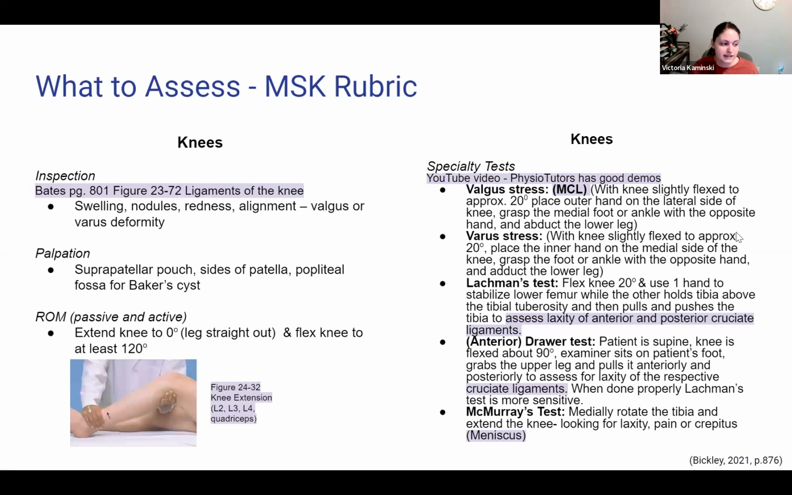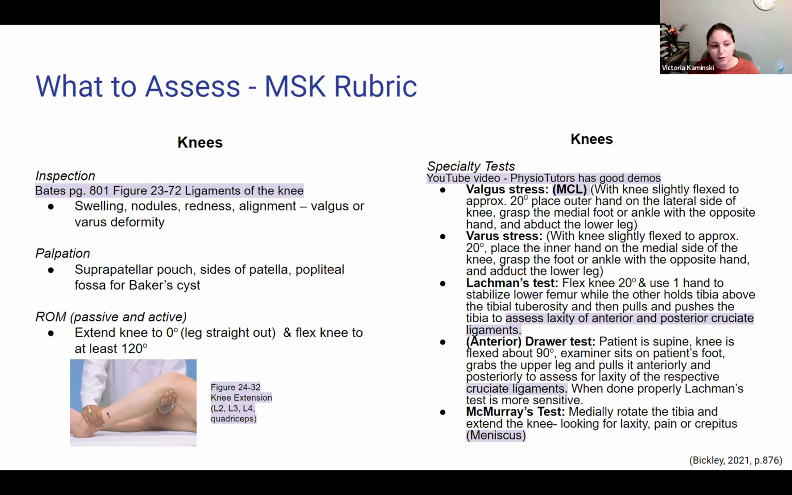When it comes to the knees, we're inspecting for swelling, nodules, redness, and alignment. We're looking for varus or valgus deformity. That is something that your board exams usually love to ask you about, so I do highlight making sure you know the difference between valgus and varus deformities. Palpating over the suprapatellar pouch, the sides of the patella, the popliteal fossa for Baker's cyst, and then range of motion, extending that knee all the way outward and flexing it to at least 120 degrees.